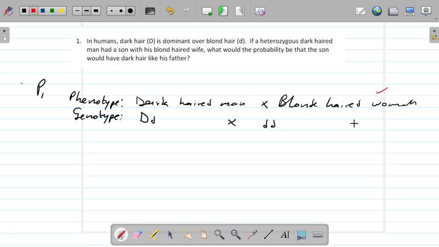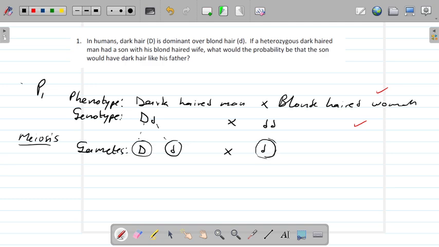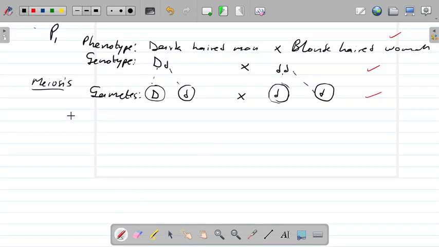Marks for this. Then obviously we have meiosis in both of them. After meiosis we get the gametes. Then we have fertilization.